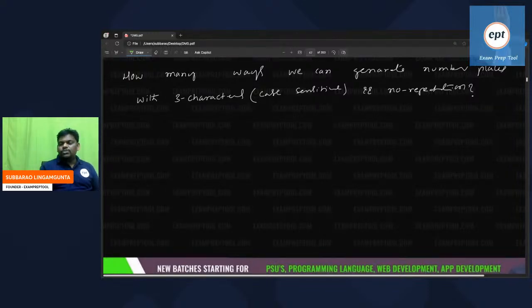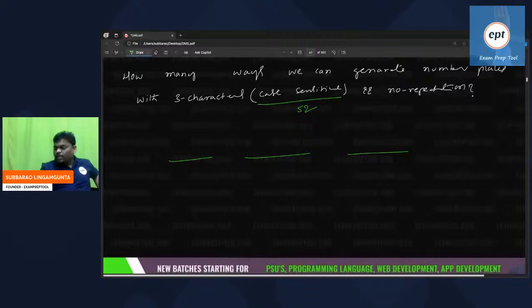Please check once again this problem. One more opportunity to you. How many ways can we generate number plates with 3 characters, case sensitive, and no repetitions? Three characters are there, and it is case sensitive: small is different, big is different. So there are 26 small and 26 big, 52 letters. Repetition is not allowed. So what is the answer?